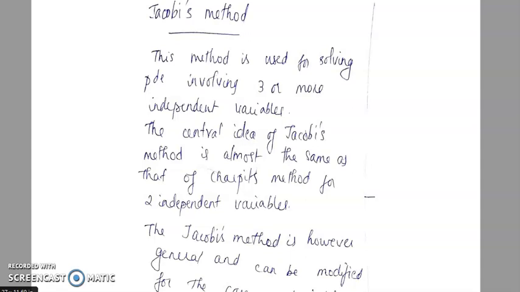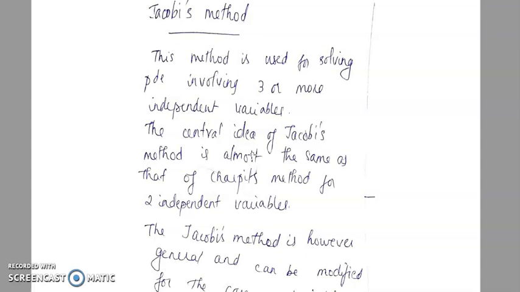Jacobi's method is usually used when you have three or more independent variables. Charpit's method is only for nonlinear PDE involving two independent variables. But in cases with more independent variables, they are solved using Jacobi's method. So Jacobi's method can be used when you have three or more independent variables. We will see that it is similar to what we do in Charpit's method.